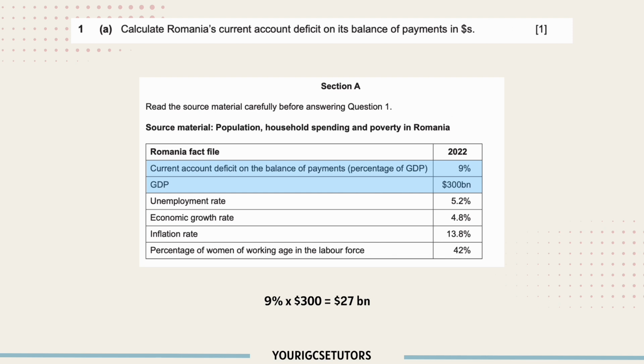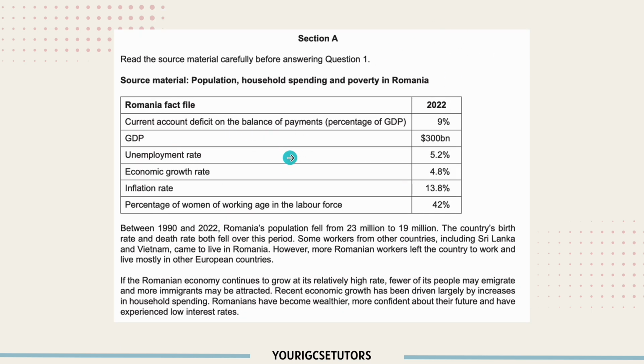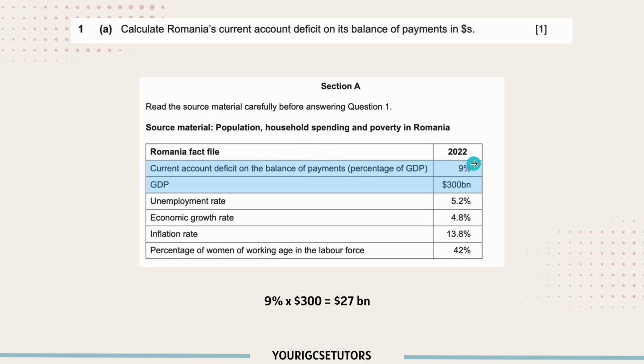Okay, so part A is relatively straightforward. You have to calculate the current account deficit on the balance of payment of Romania's. They already gave you a table in the first part of the case study. So what you have to do is look at the first two values of this table. The first one is the current account deficit as a percentage of GDP. So it's 9% of GDP, and the next one will be GDP.